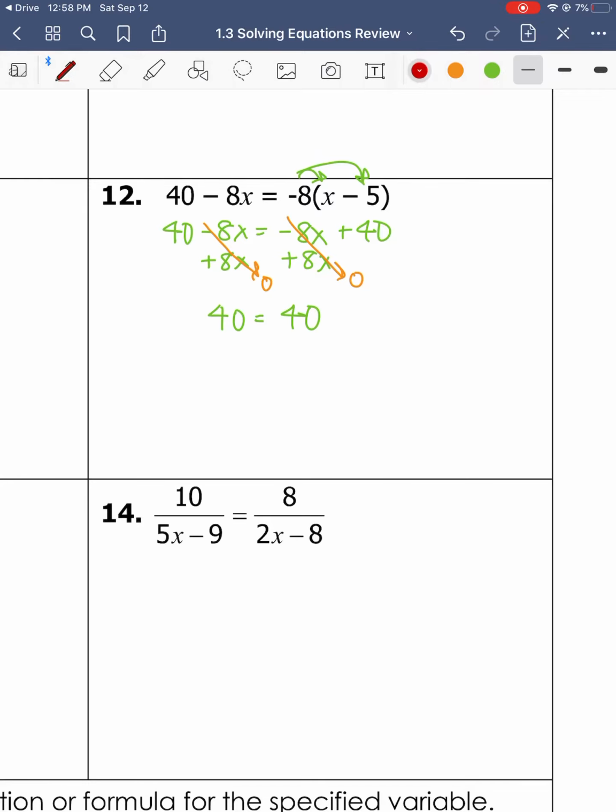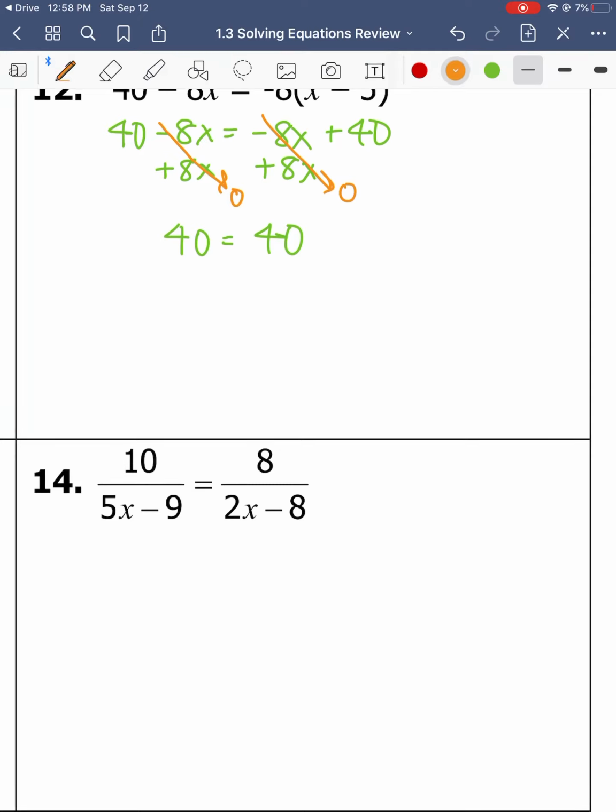So again, we had our variables cancel out here, but we're left with the statement 40 is equal to 40. Now this is true, right? 40 is equal to 40. They are the same number. They are equal to each other. So if your variables cancel out and you're left with a statement that is true, your answer is going to be all real numbers.